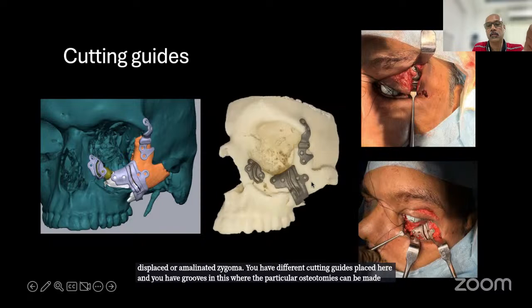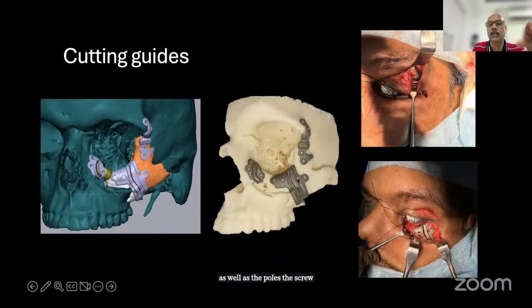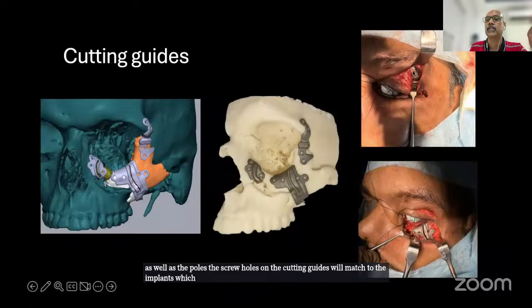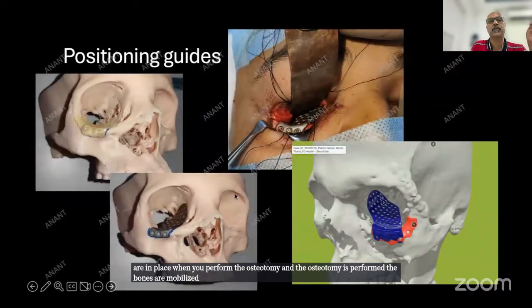So these osteotomies facilitate the bones to be moved in a particular fashion, as well as the screw holes on the cutting guides will match to the implants which are required for fixation. So these are the cutting guides which are in place when you perform the osteotomy, and the osteotomy is performed, the bones are mobilized, and then you can fix them.